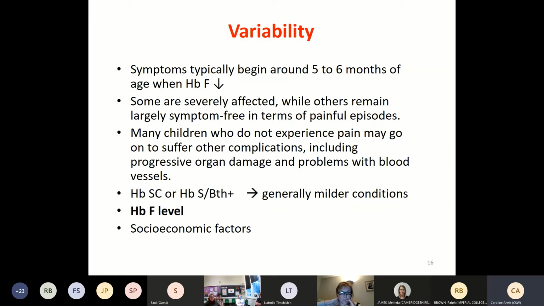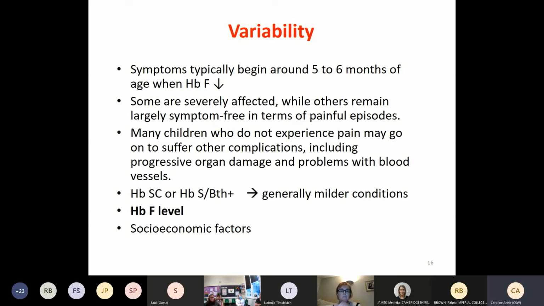Also, some children are lucky and the level of hemoglobin F never drops to 1%. It remains high. And so even though they've got sickle cell disease, because they've got hemoglobin F at a high level, their symptoms are relatively mild.